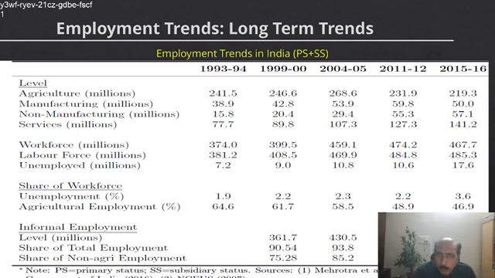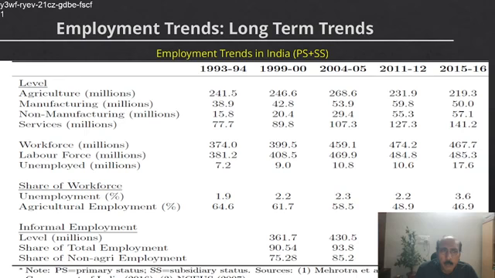You see that we have taken the period 1994 till 2015-16, and this is all NSS data, and we are just concentrating on the phase of economic reforms. In the economic reforms phase, how far has the unemployment situation been tackled, and how is the labor market behaving after the new economic policy was introduced?